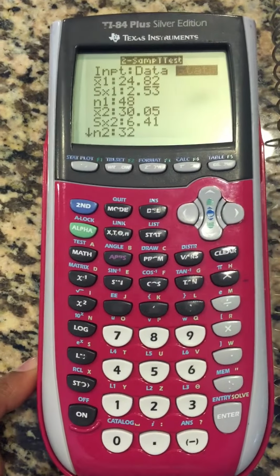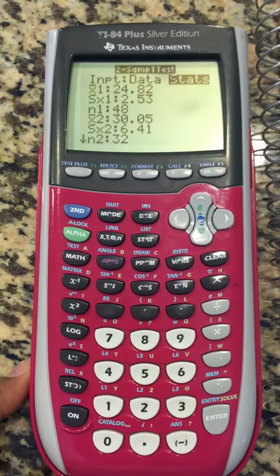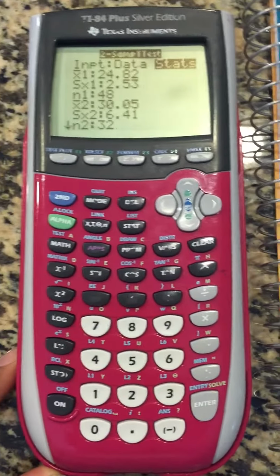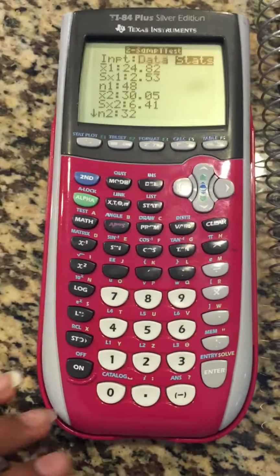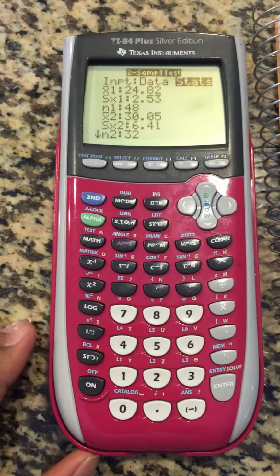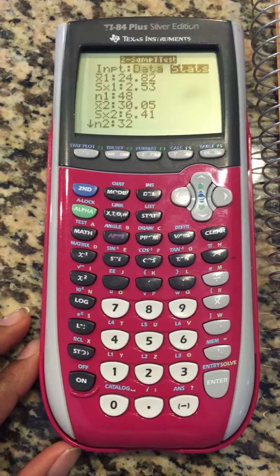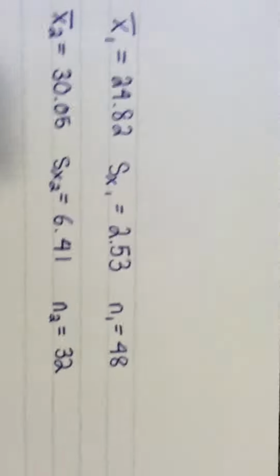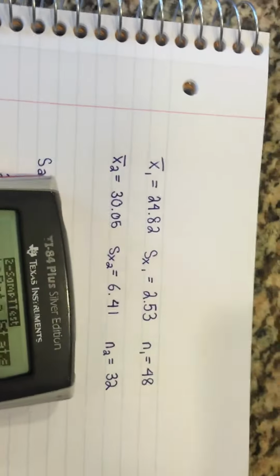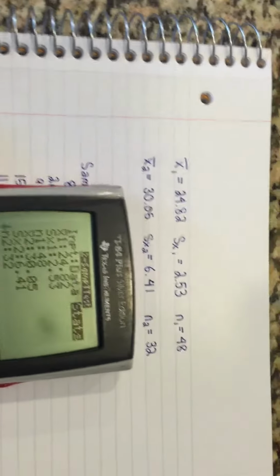You choose to input stats if the problem gives you the mean, standard deviation, and sample size of both the samples. You choose data if you're given two lists with all of the individual observations in the sample. So, in a case where we're given this, we do stats. And we fill it in as follows.